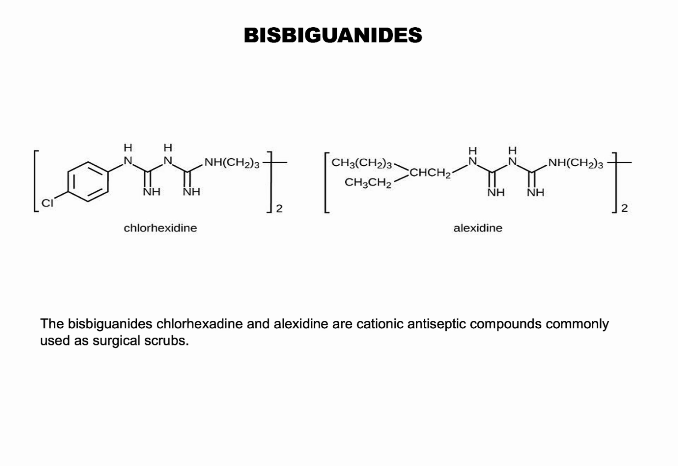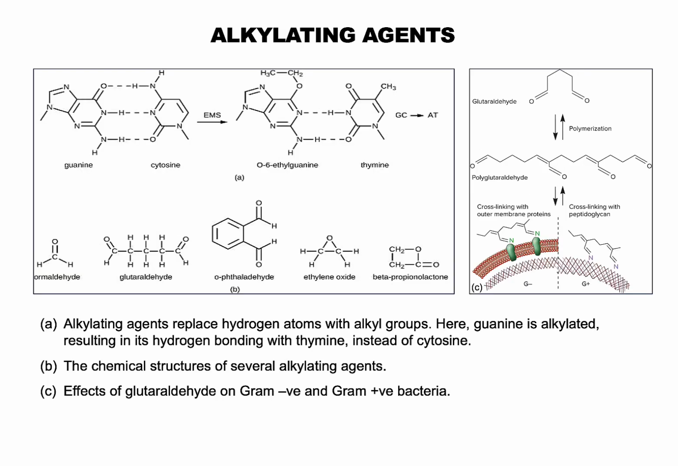Commonly used in clinical settings for surgical scrubs and hand washing, chlorhexidine offers long-lasting antimicrobial activity and can be used as an oral rinse. Another bisbiguanide, alexidine, is emerging as a faster-acting alternative for surgical scrubs and oral rinses. Alkylating agents are potent disinfectants and function by substituting a hydrogen atom in a molecule with an alkyl group, leading to the inactivation of enzymes and nucleic acids.